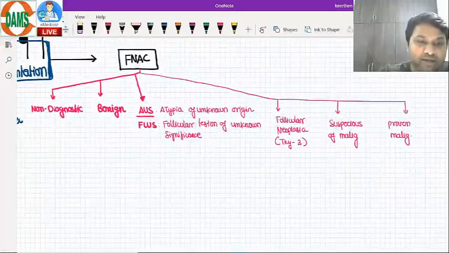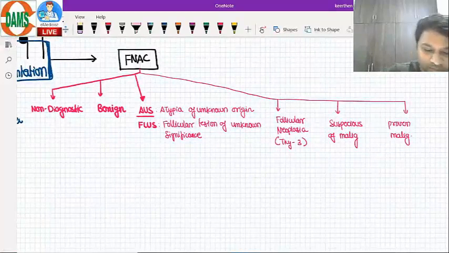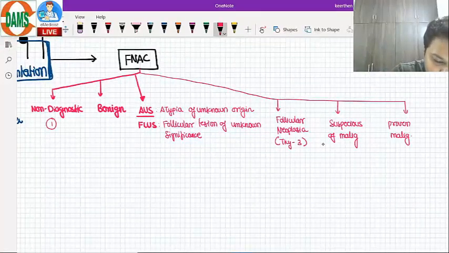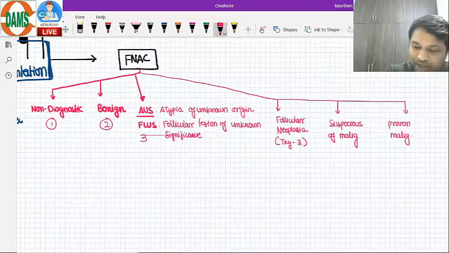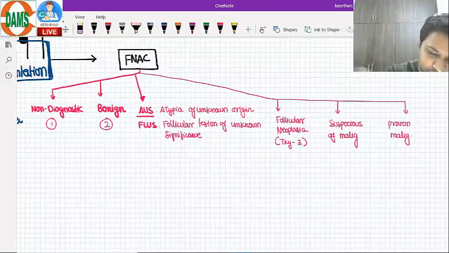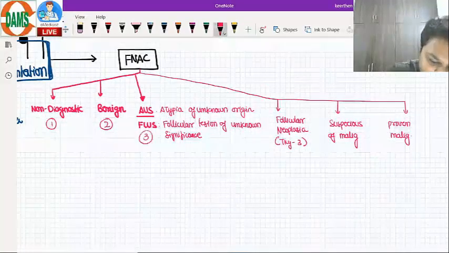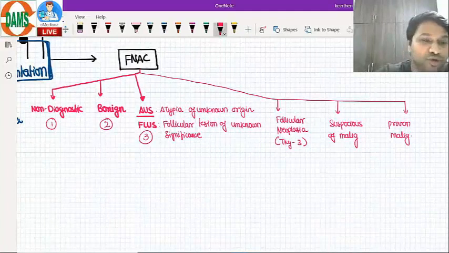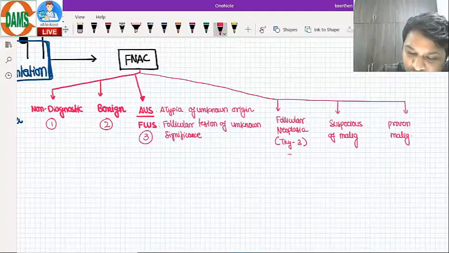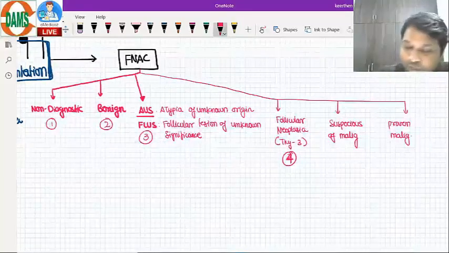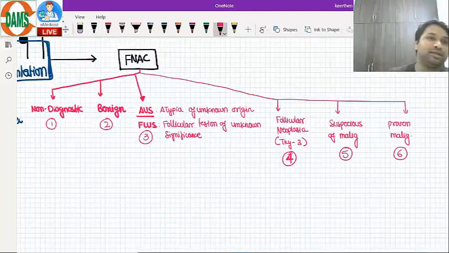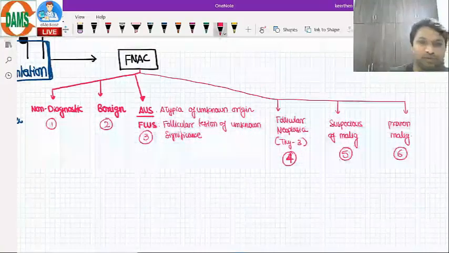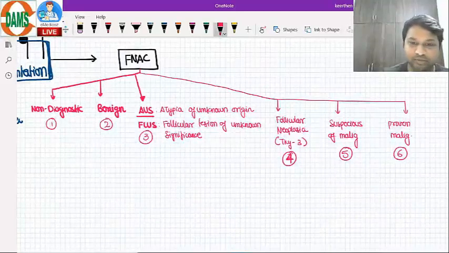So based upon the FNAC, I can narrow it down to the following things. One, it can be non-diagnostic. Two, it can be benign. Three, it can be atypia of unknown origin, also called follicular lesion of unknown significance. The fourth possibility is follicular neoplasia. Fifth, suspicious of malignancy. Sixth is proven malignancy.